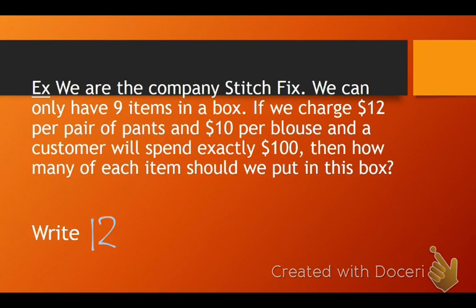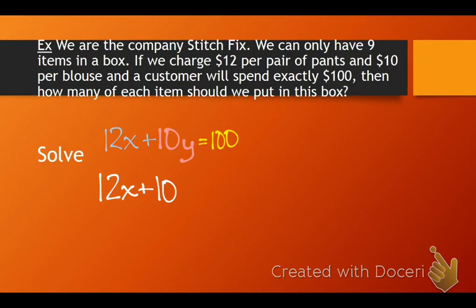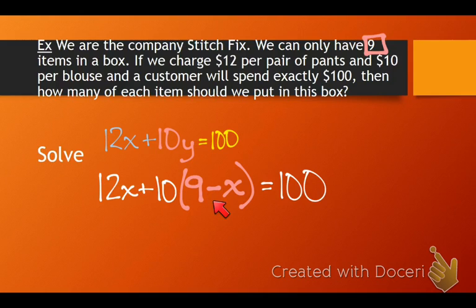So we still have $12 per pair of pants. And we still have $10 per blouse. And that's going to be $100. If I know the number of pants, and I know there should be 9 items in a box, then that means the number of blouses is going to be, well, the total number in the box minus the number of pants. So I adjust the number of blouses to show that if there's 9 things in this box, I'm just going to take away the number of pants.